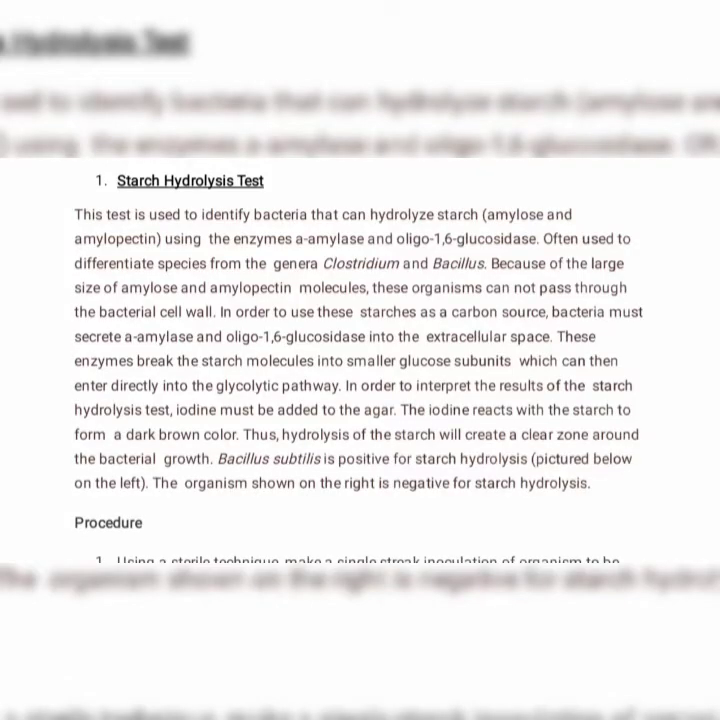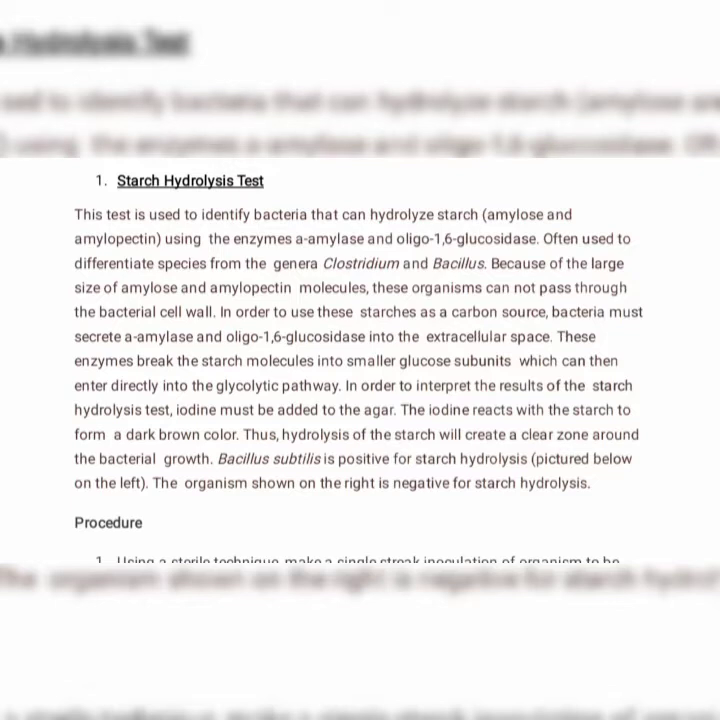Today we have to discuss the starch hydrolysis test. It's a biochemical test which is used to differentiate different species from the genera Clostridium and Bacillus. Meaning to say, it is used to differentiate the species of Clostridium and Bacillus.